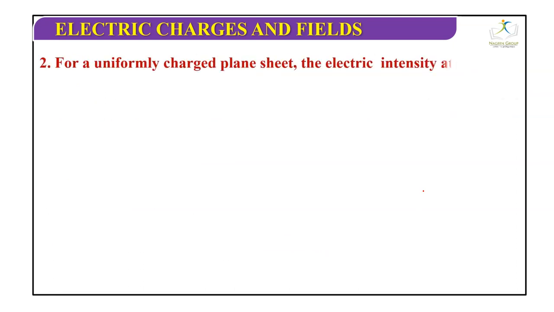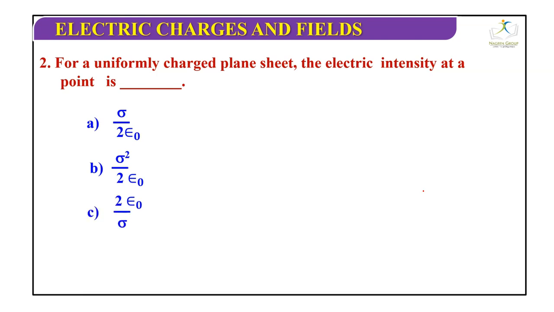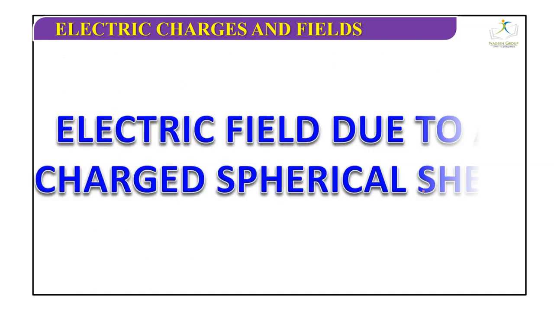Second, for a uniformly charged plane sheet, the electric intensity at a point is: A, sigma by 2 epsilon naught; B, sigma square by 2 epsilon naught; C, 2 sigma by epsilon naught; D, 2 epsilon naught by sigma; or none of these. The correct answer for this question is option A.